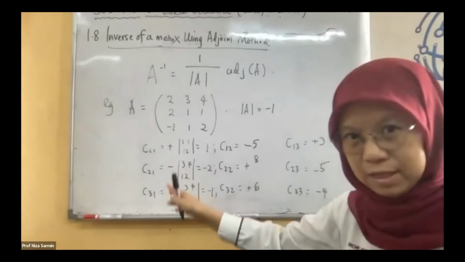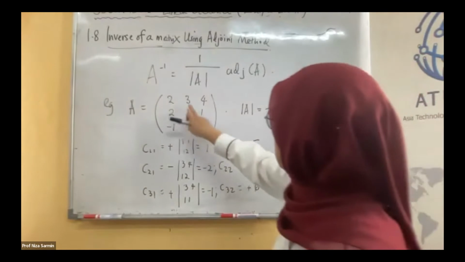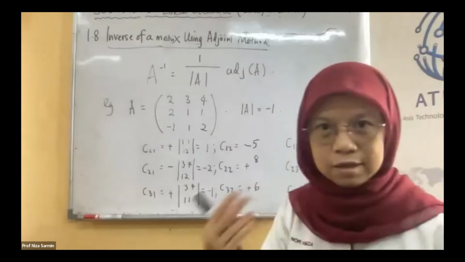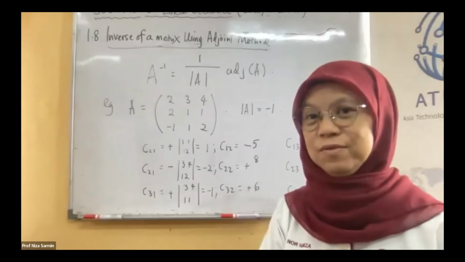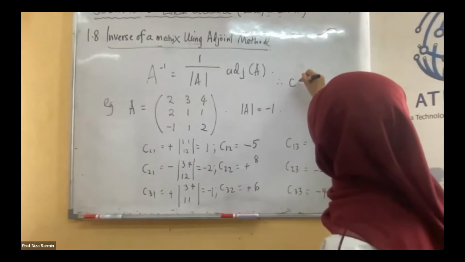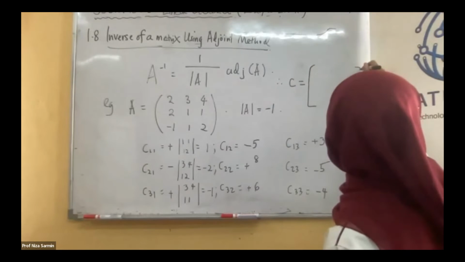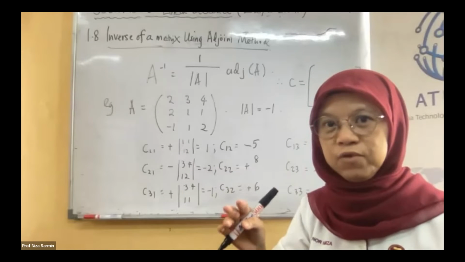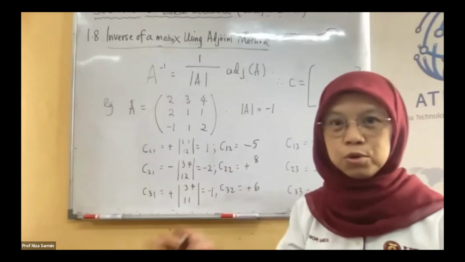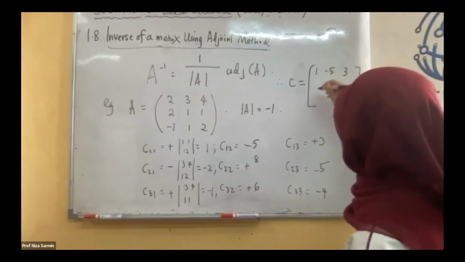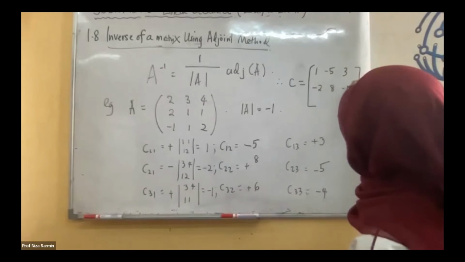Using similar method. Okay. Like 1, 2, you take 1, 2 here, you cross out, you get 4 minus minus 1. It's 5, but that is a negative. So be careful, negative and positive. Okay, so you can write your C, all this. And make sure you write accordingly, row and column. Because if you write row as column, column as row, and then you transpose, you get it wrong. So you write here 1, negative 5, 3, negative 2, 8, negative 5, negative 1, 6, negative 4.